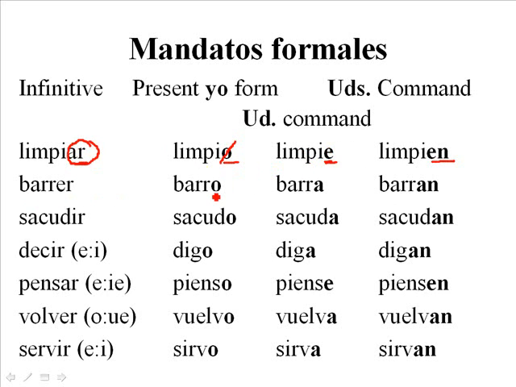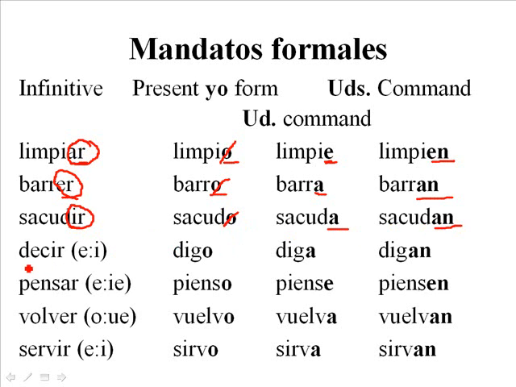Barrer, to sweep the floor. In the yo form, present tense, barro. You take that o off and add an AR ending for an ER verb. Barra, barran. Sacudir. Sacudir is to dust. Sacudo, but if we take off that O and use an AR ending for an IR verb, sacuda, sacudan.